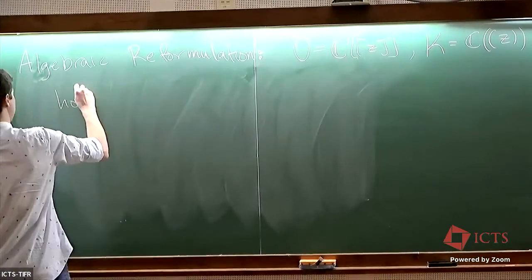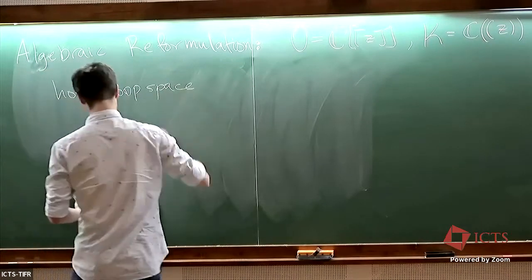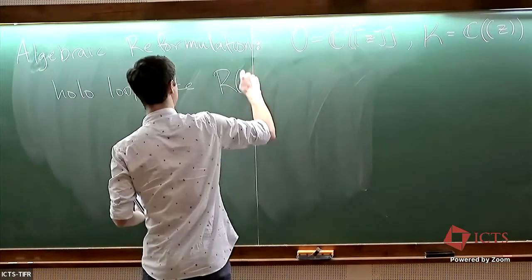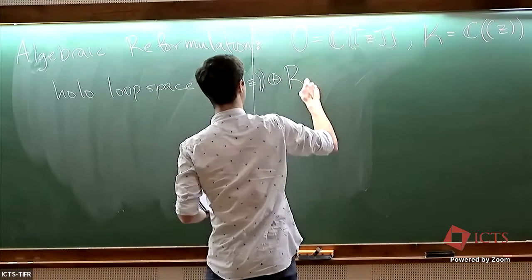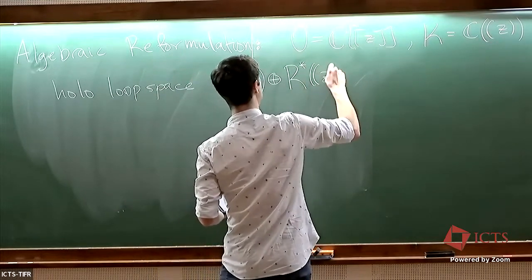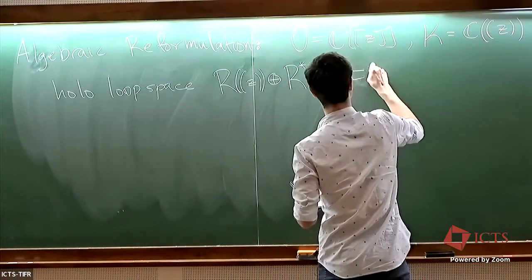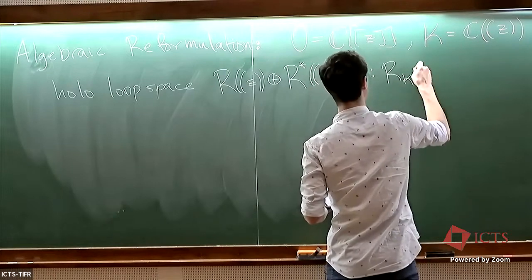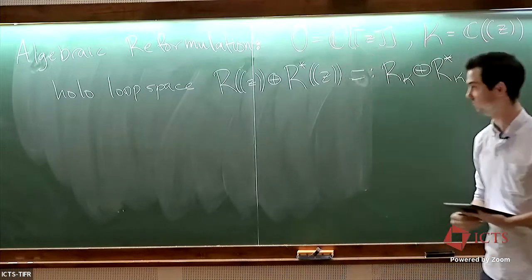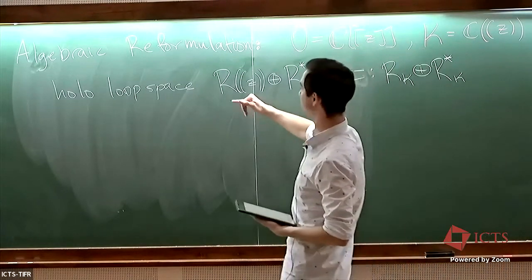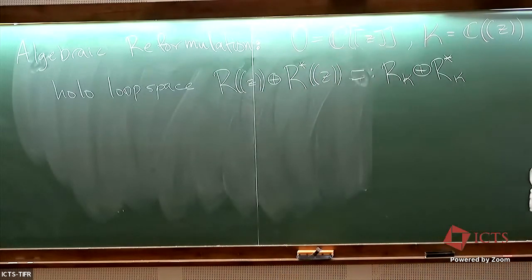In which case, the holomorphic loop space looks something like R((Z)) plus R dual((Z)), which I'll call R sub K and R dual sub K. You should think of these as Laurent series valued entries of R and R dual.